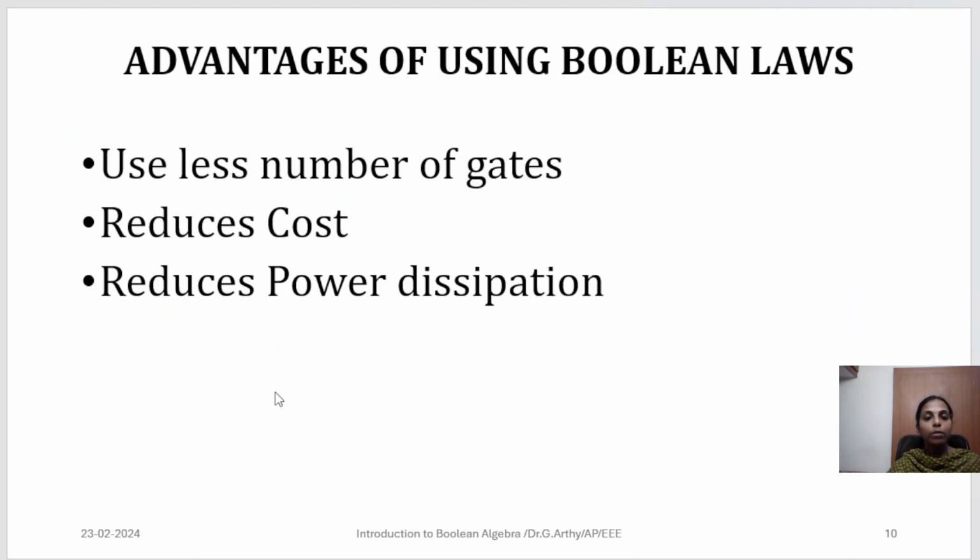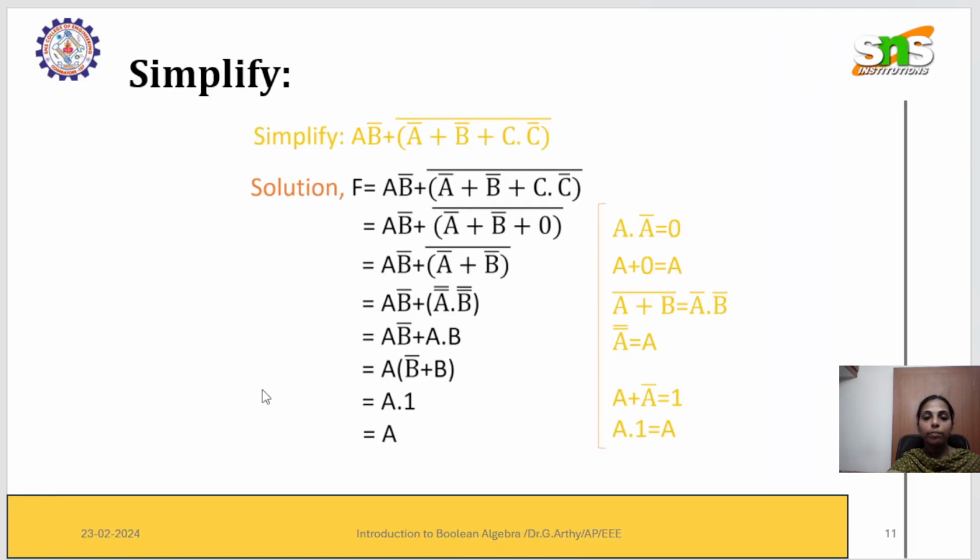What are the advantages of using Boolean laws? It uses fewer gates, it reduces the cost, reduces the size too, and also reduces the power dissipation. So when a Boolean equation is framed from the problem statement, before implementing the Boolean expression, we need to simplify it so as to reduce the number of gates for implementation. In order to simplify it, we need Boolean laws.